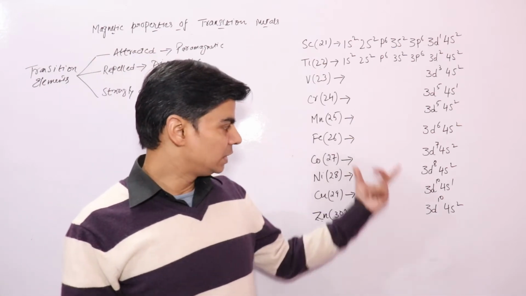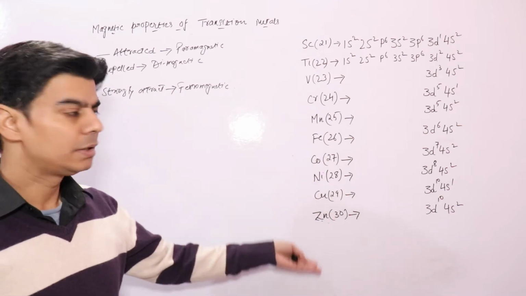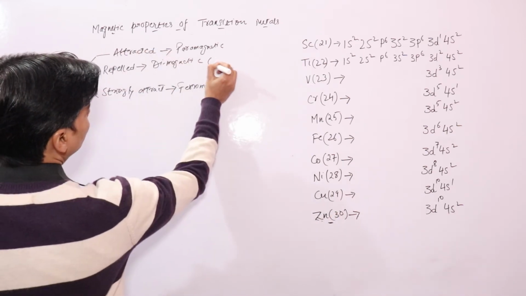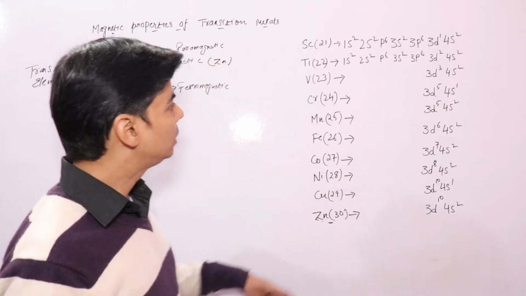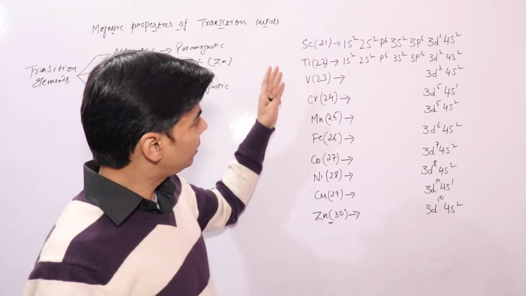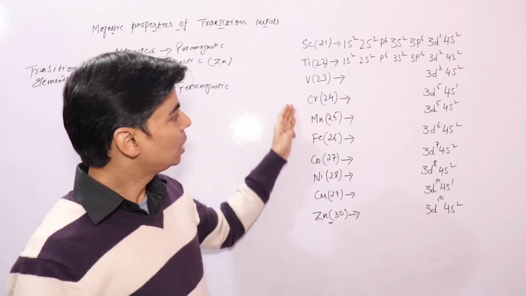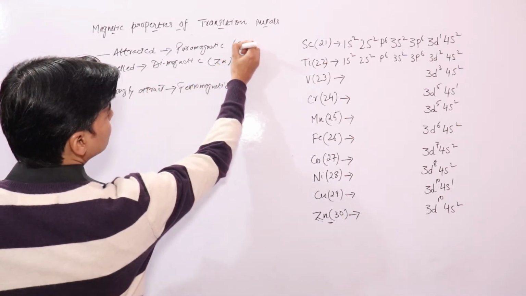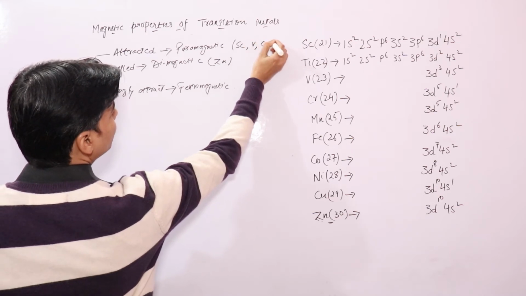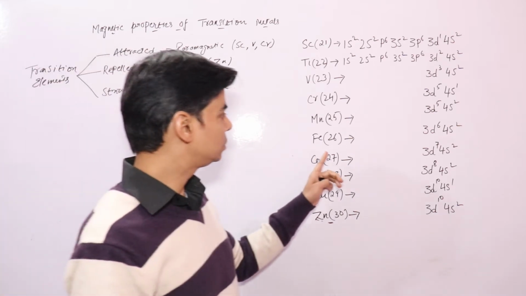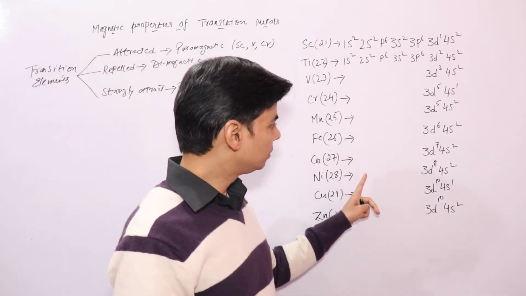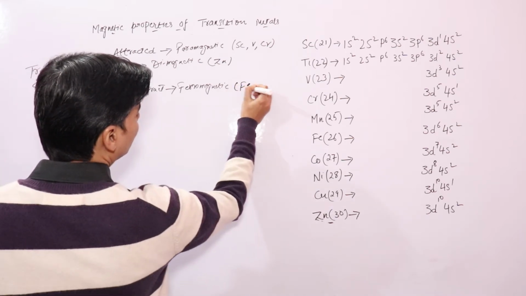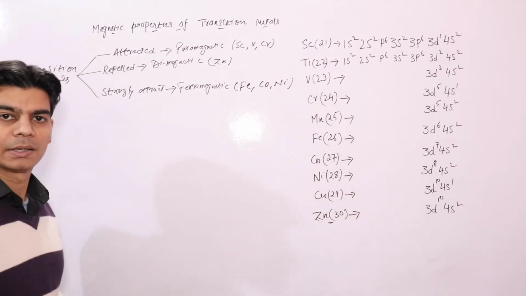Now out of these, which are diamagnetic, which are paramagnetic? Suppose if we place zinc in the magnetic field, zinc would be repelled by the magnetic field. So zinc is diamagnetic. Similarly, if we place scandium, Ti, V, chromium, manganese, all these would be attracted by the magnetic field. So scandium, vanadium or chromium are paramagnetic. And if we talk about iron, cobalt, nickel, all these are ferromagnetic, because these are strongly attracted by the magnetic field.